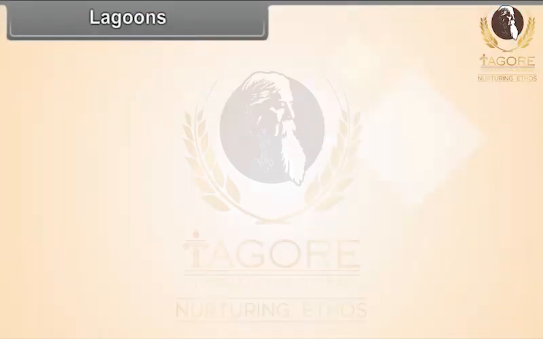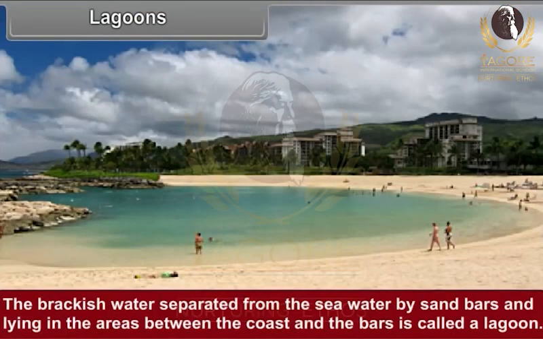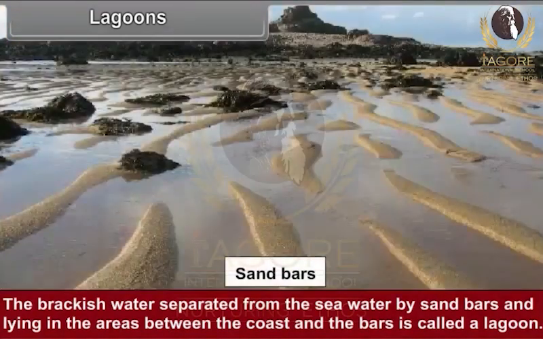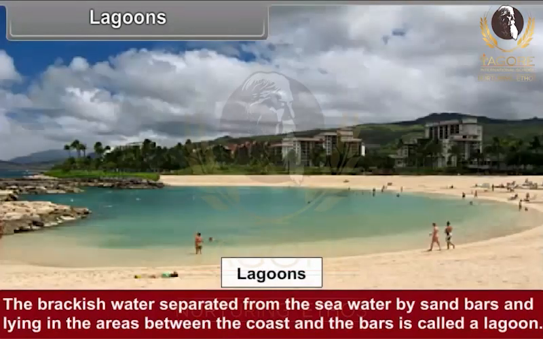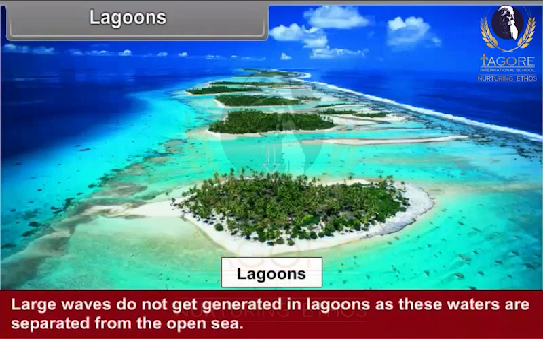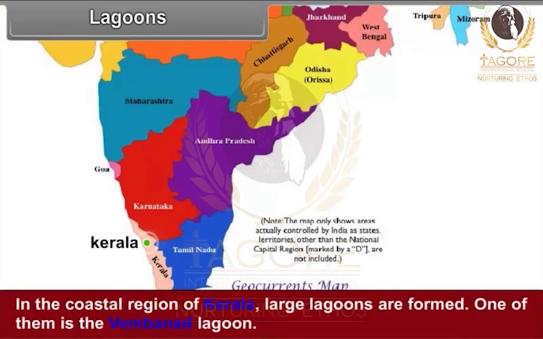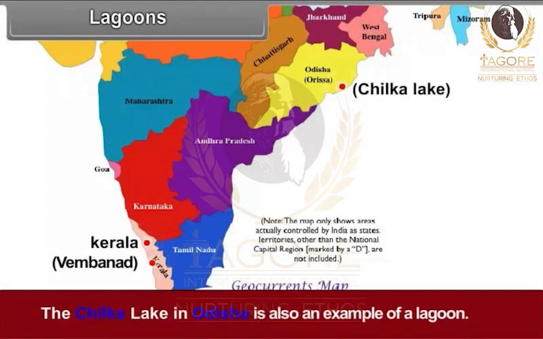Number 3. Lagoons. The brackish water separated from the seawater by sandbars and lying in the areas between the coast and the bars is called a lagoon. Large waves do not get generated in lagoons as these waters are separated from the open sea. In the coastal region of Kerala, large lagoons are formed. One of them is the Vembanad Lagoon. The Chilka Lake in Odisha is also an example of a lagoon.